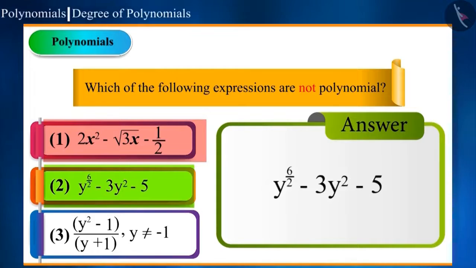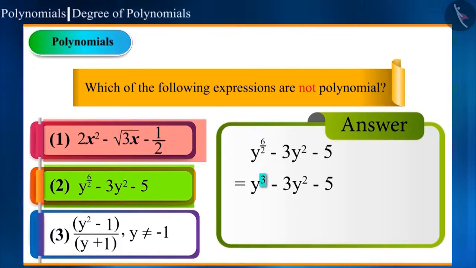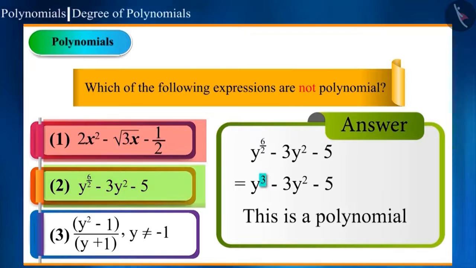The second option is y to the power of 6 by 2 minus 3y² minus 5. Here, in the first term, the power is 6 by 2. It is a fraction, but on solving it, becomes 3, which is a whole number. Powers of the rest of the terms are also whole numbers. Hence, this is also a polynomial.